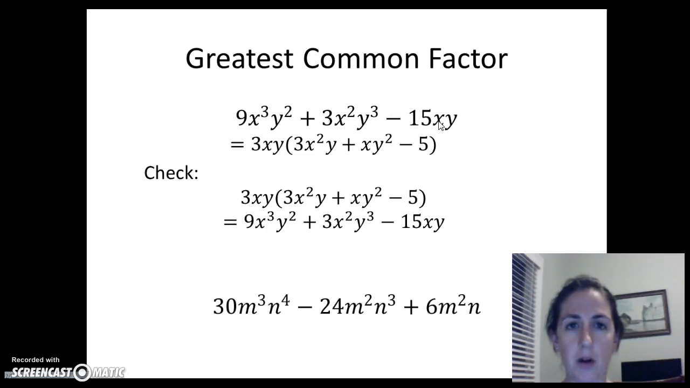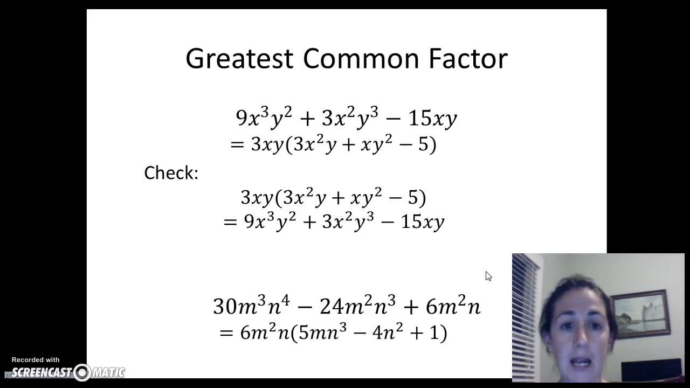Another example, 30m cubed n to the 4th minus 24m squared n cubed plus 6m squared n. What do they all have in common? They are all divisible by 6. They all have at least an m squared, and they all have at least one n. So the greatest common factor would be 6m squared n.